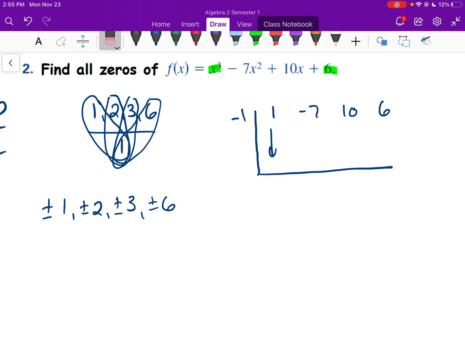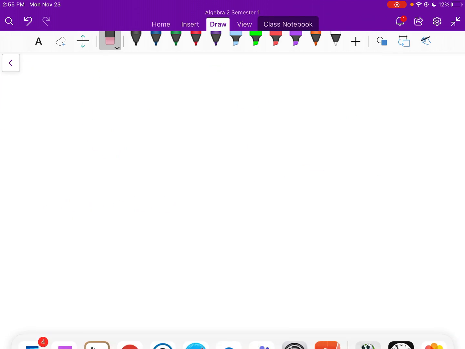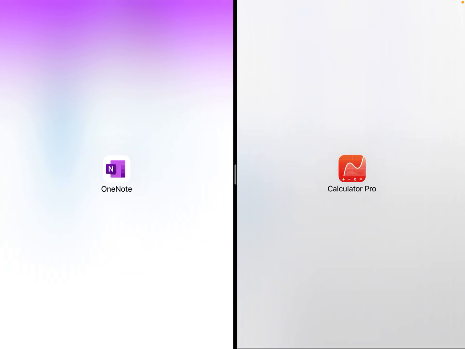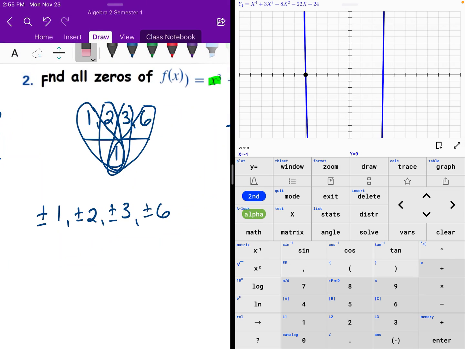Luckily, in today's day and age, we have calculators, so we can go to the calculator and find those zeros that way. Now let's go ahead and plug that into the calculator.